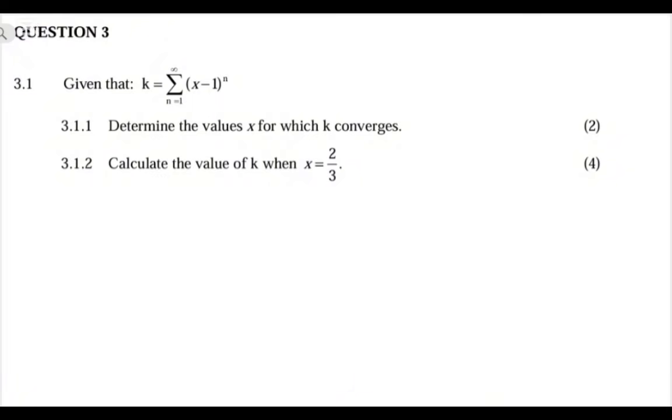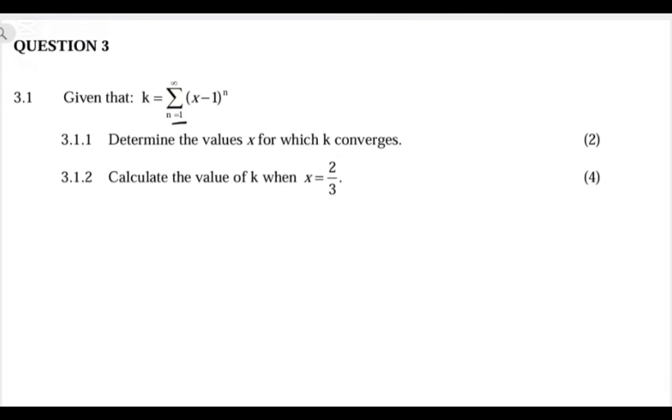So they say determine the value of x for which k will converge. We need a series first. Here the starting term is 1, so to find T1, it is going to be equal to x minus 1 when we put 1 there at the top.